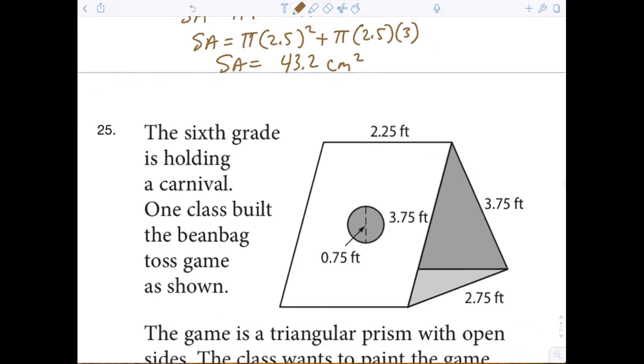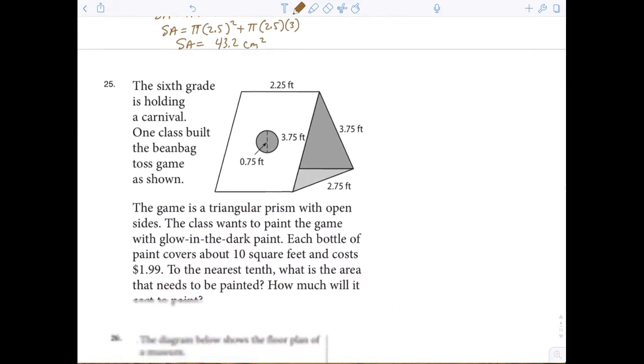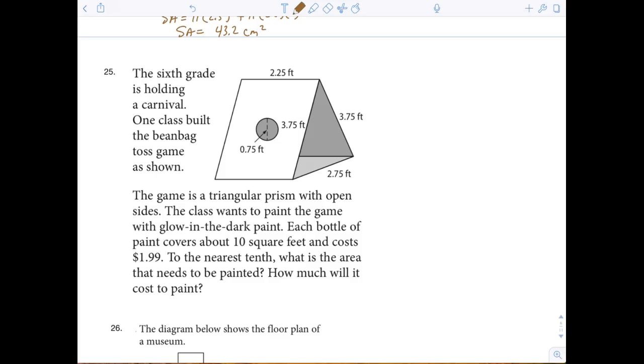Okay, here we go for question number 25. All right, here we got an issue, guys. These are the ones that are important now, so pay attention. The 6th grade is holding a carnival. One class built a beanbag toss game as shown. The game is a triangular prism with open sides. The class wants to paint the game with glow-in-the-dark paint. Each bottle of paint covers about 10 square feet and costs $1.99. To the nearest tenth, what is the area that needs to be painted and how much will it cost to paint? All right, so it says with open sides.